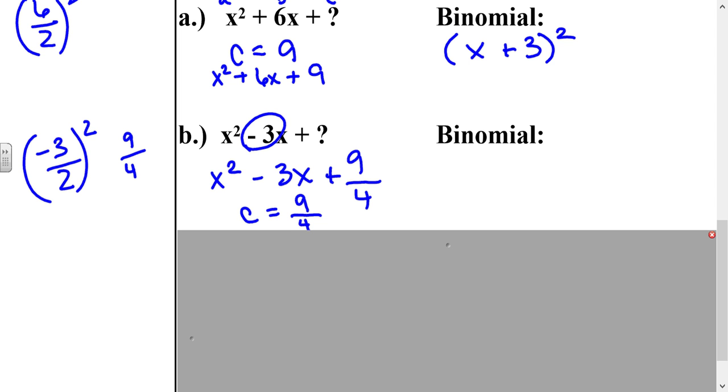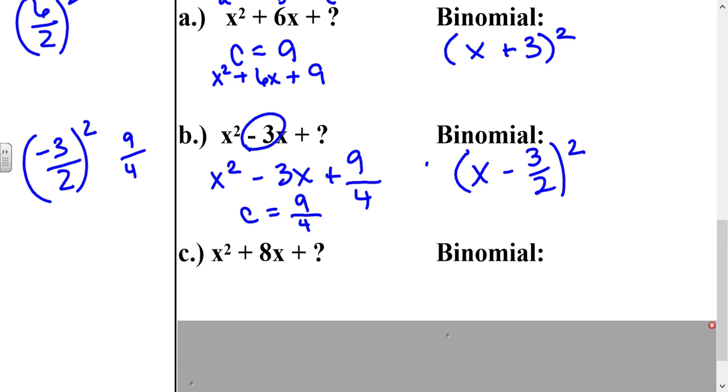Well, since that's kind of hard to figure out, you can just go back to your b divided by 2. So really, this would be x minus 3/2 squared, because your b divided by 2 was negative 3/2. So if I take negative 3/2 plus negative 3/2, I'll get negative 3. And if I multiply those, I'll get positive 9/4. So that one, it's easier to use the formula.